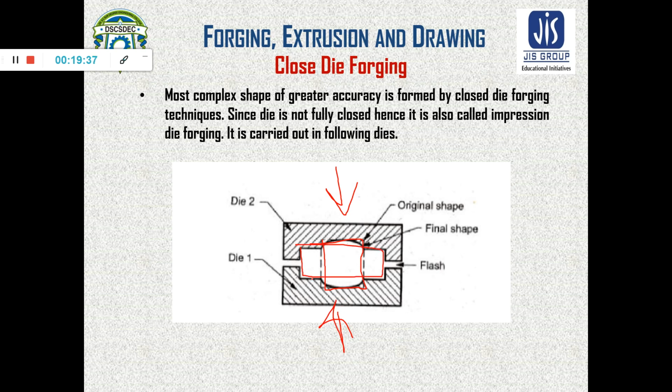And for making this step, what happens? The excess material will be extruded like this, and this excess material is known as flash. So in case of impression die forging, flash generation is an inevitable phenomenon. That means there is always flash generation in case of closed die forging.